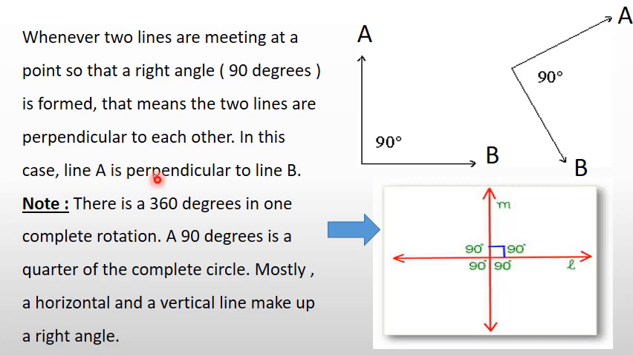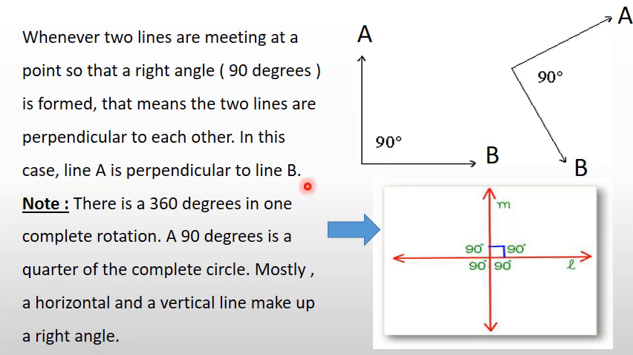In this case, line A is perpendicular to line B. So what does perpendicular mean? Two lines are always perpendicular to each other if there is a 90 degree angle formed between them. If the two lines are meeting at a point such that a right angle, a 90 degree angle, is formed, that means the two lines are perpendicular to each other.